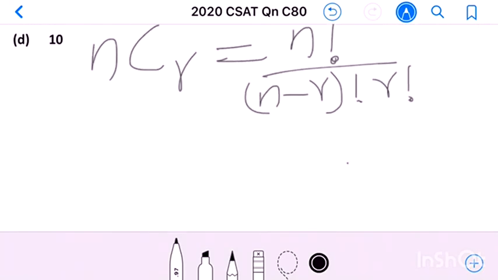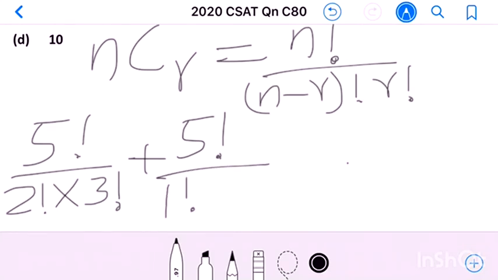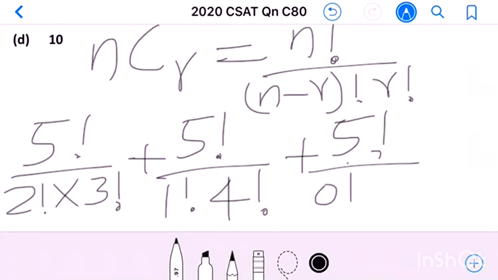5C3 we can write as 5 factorial divided by 5 minus 3 factorial, that is 2 factorial, into 3 factorial, plus 5C4, 5 factorial divided by 5 minus 4 factorial, 1 factorial, into 4 factorial, plus 5C5, 5 factorial divided by 5 minus 5, 0 factorial, into 5 factorial.